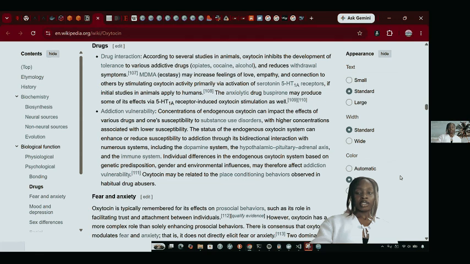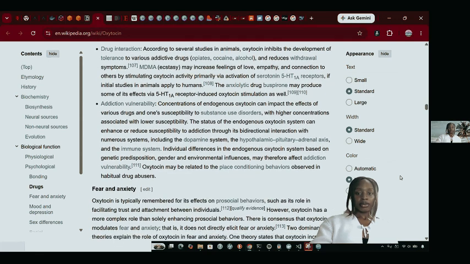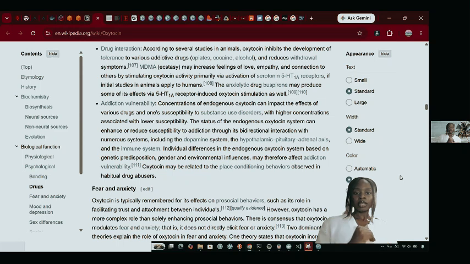There's also addiction vulnerability. So, concentrations of endogenous oxytocin can impact the effects of various drugs and one's susceptibility to substance use disorders, with higher concentrations associated with lower susceptibility. So, in persons who have had higher doses of oxytocin, they have been shown to have lower chances of getting addicted to substances. So, that is something interesting to know.